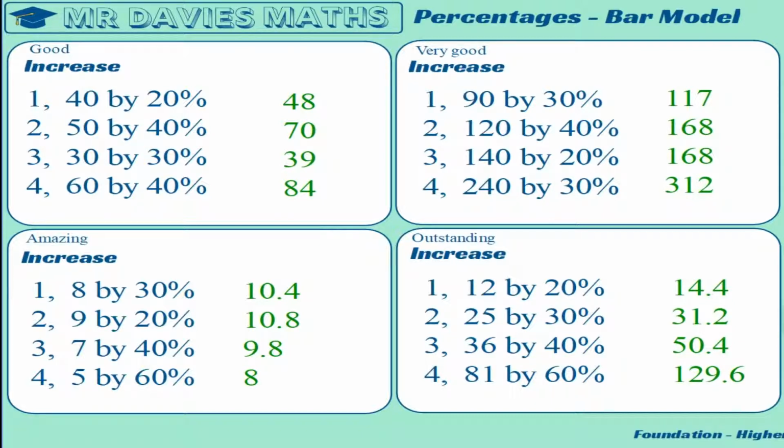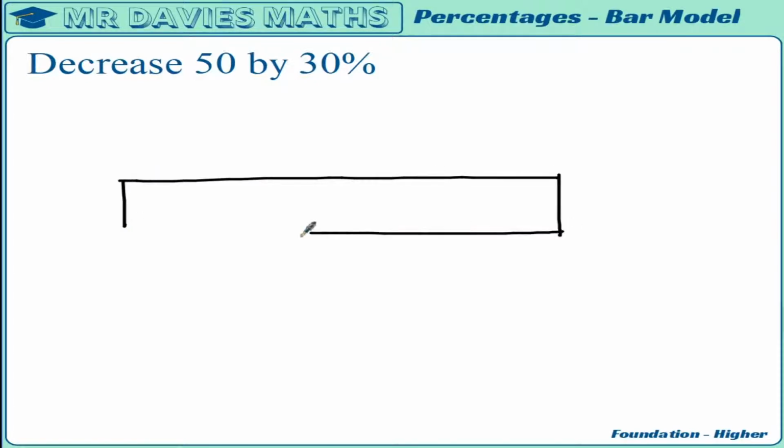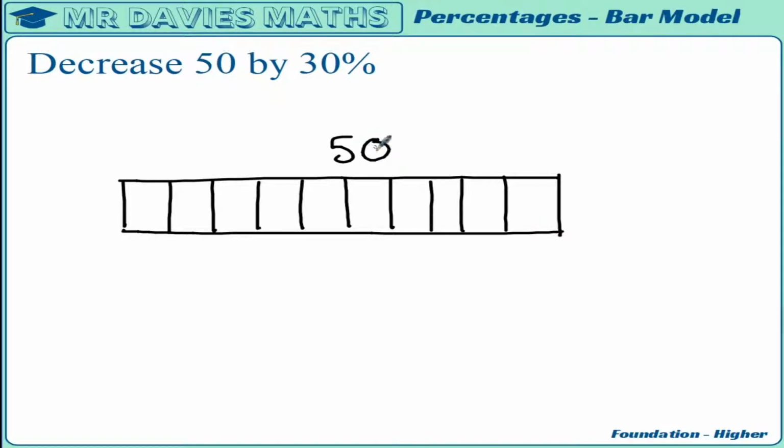Okay, what about decrease then? Same process. I'm going to decrease 50 by 30%. So I'm going to start off with my 10 boxes as always. 1, 2, 3, 4, 5, 6, 7, 8, 9, 10 boxes. My total is 50, so I'll put 50 up here, which means there's 5 in each box.